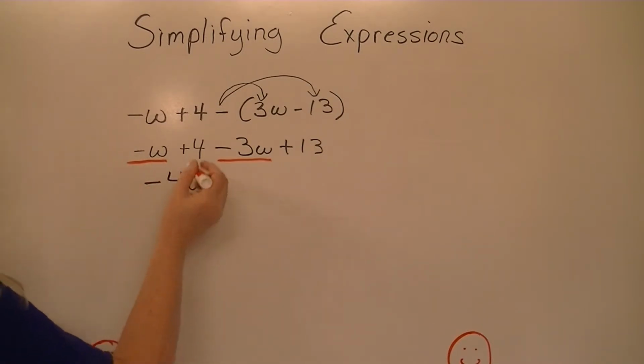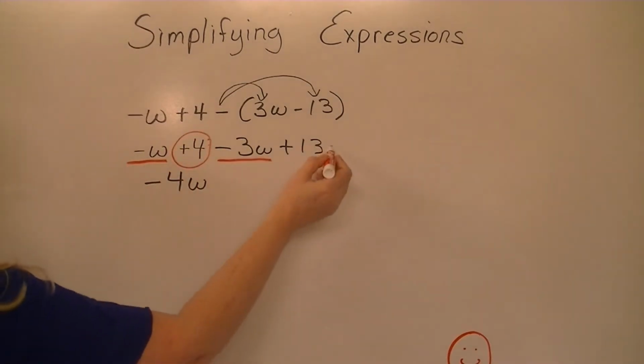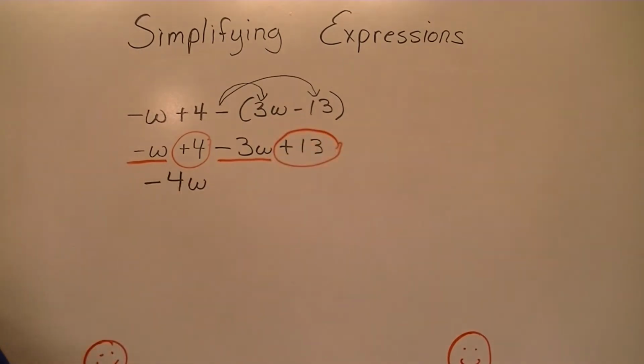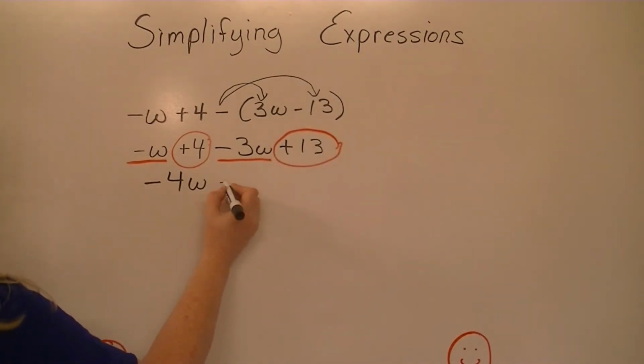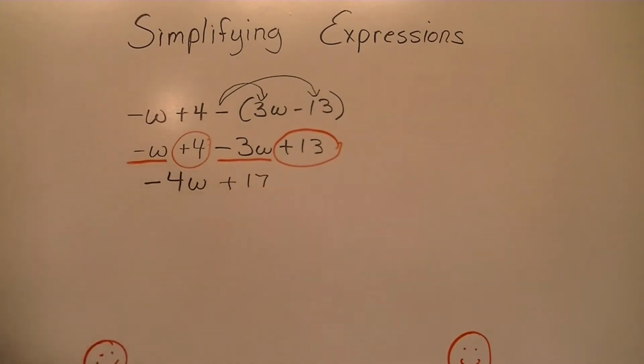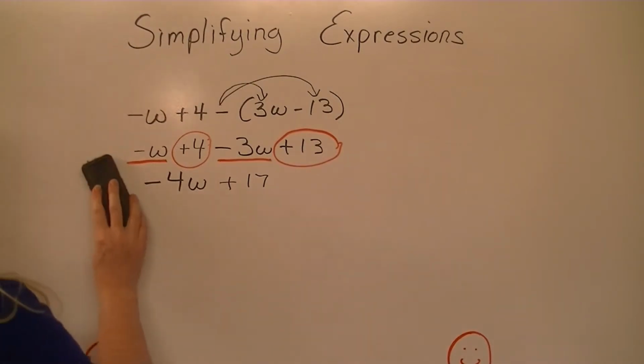And now I'm going to focus on my numbers, which are called constants because they don't have a variable. They're both positive, and so that would be plus 17, and that's the answer simplified. There's nothing else that we can do to it. Let's take a look at another one.